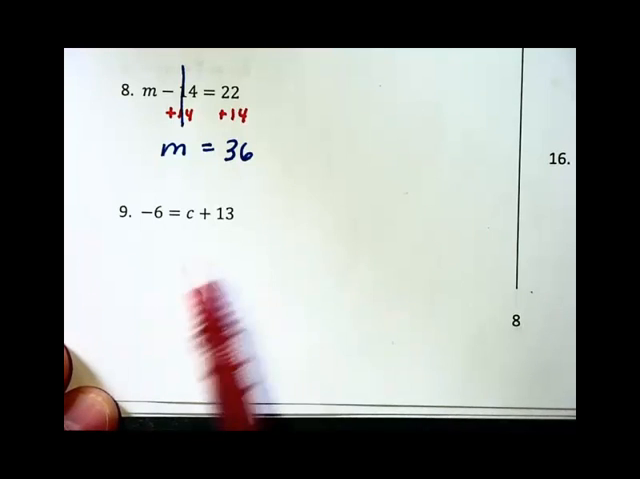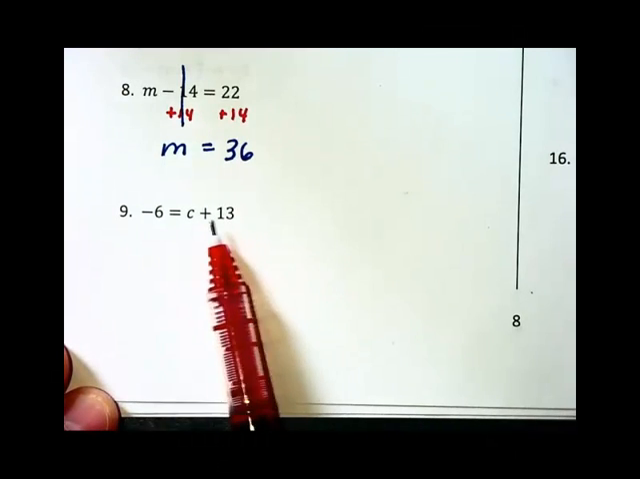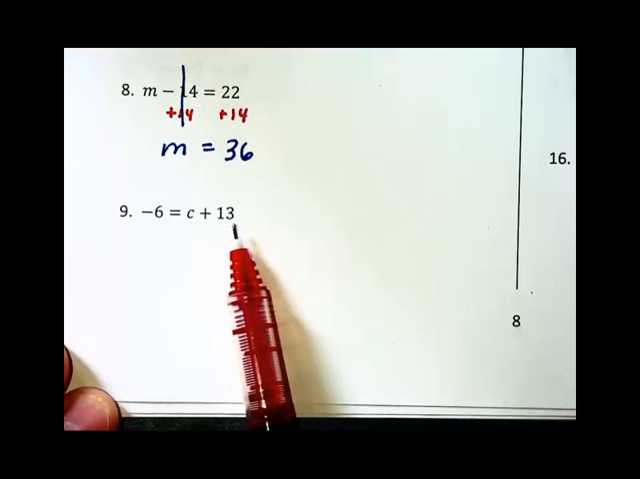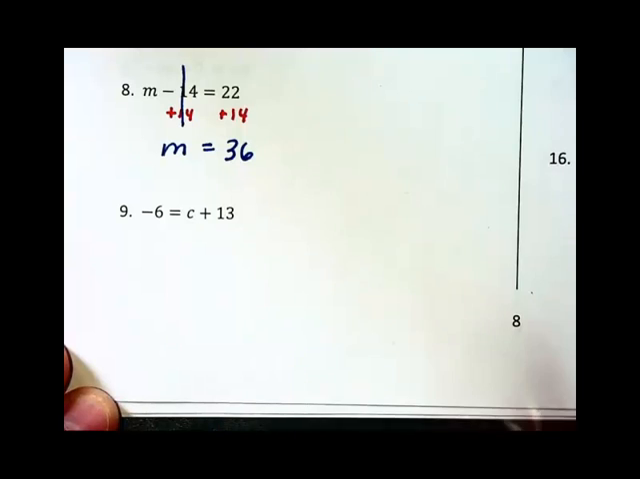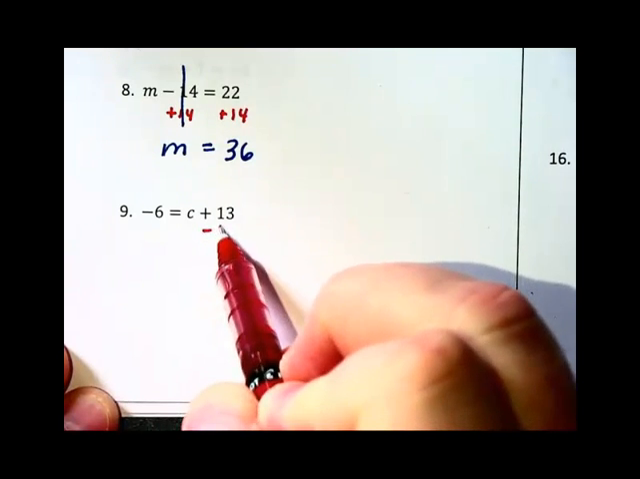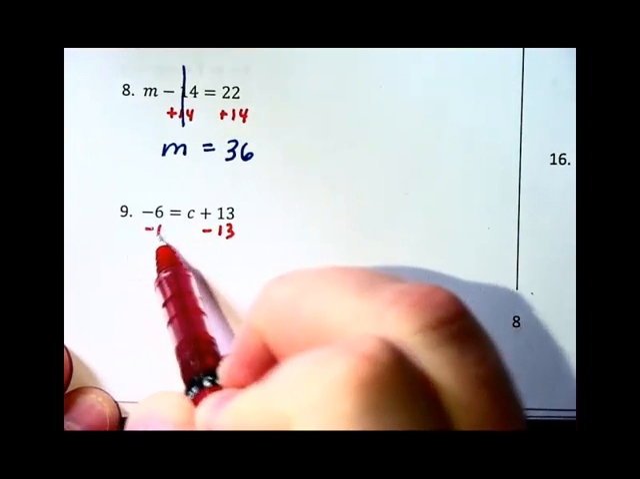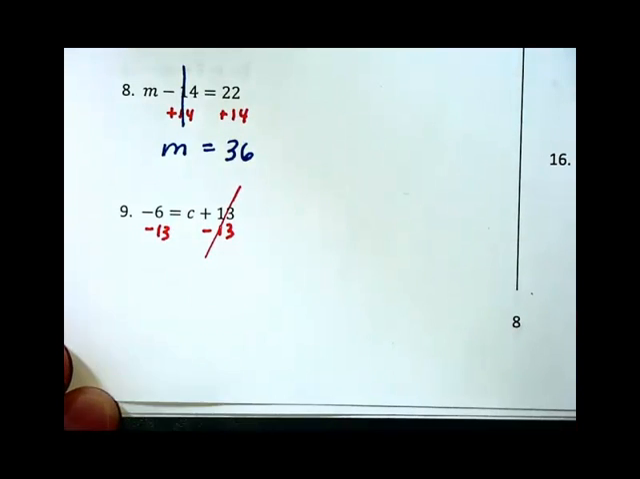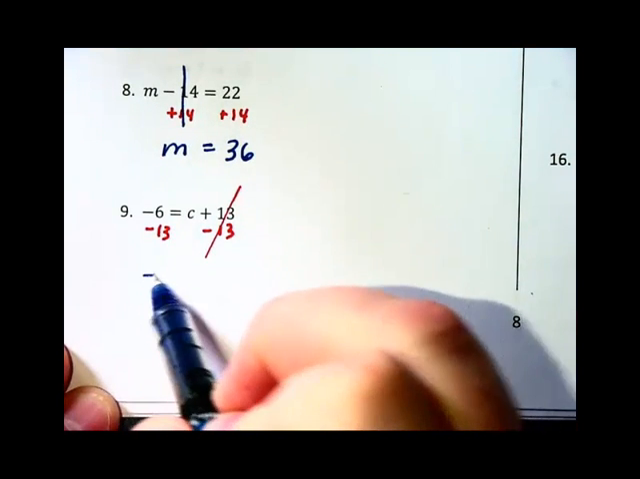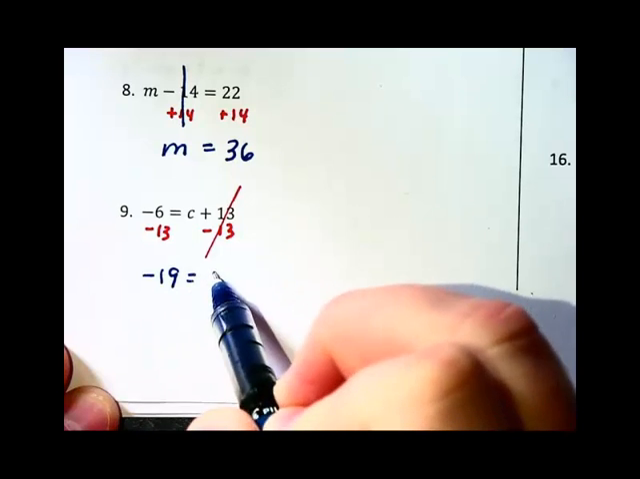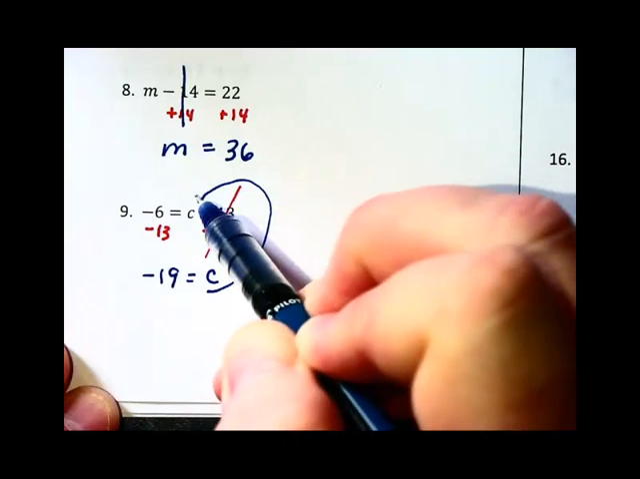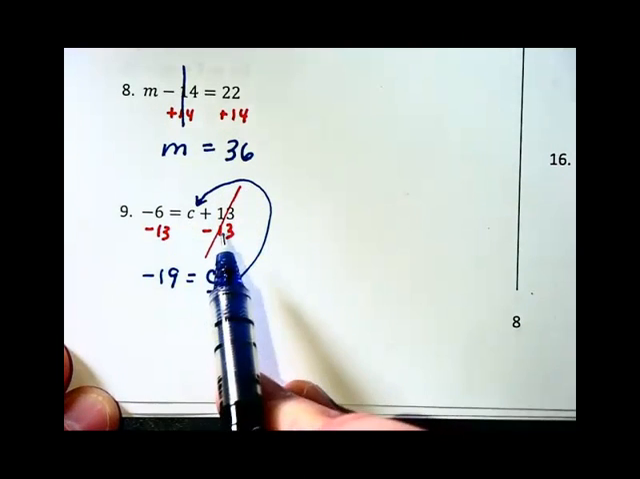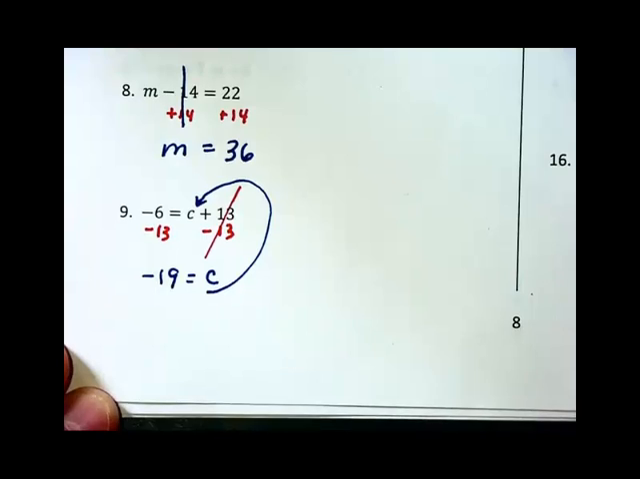Now, problem number 9 here. We're solving for the c. We see 13's been added to it. It doesn't matter that it's on the right side of the equation. That's fine. It's the c we're trying to isolate by itself. We want to undo the addition of 13 by subtracting 13 on each side. And on the left-hand side, we now have negative 19 equals the c on the right. And you can check that solution by substituting the negative 19 in for c, adding 13, and verifying that yes, indeed, you do get to negative 6 on the right-hand side.